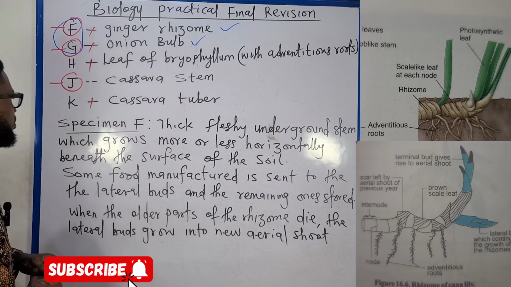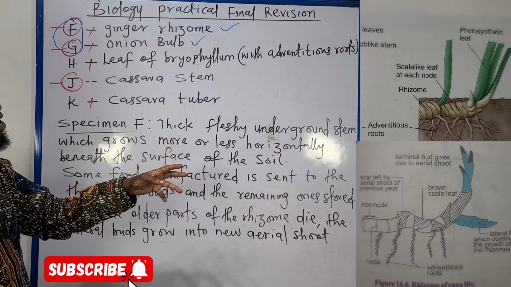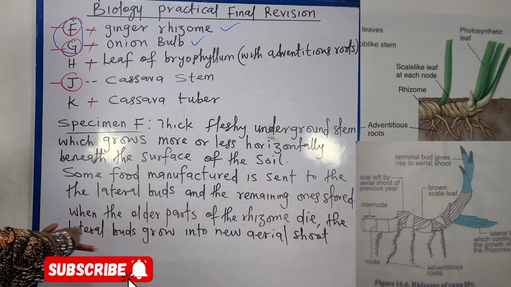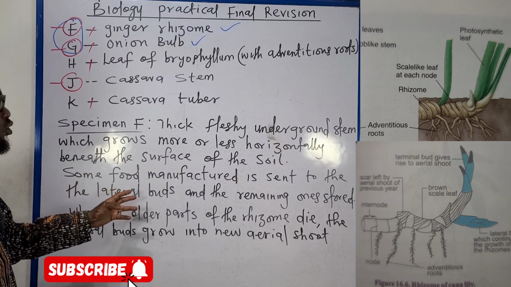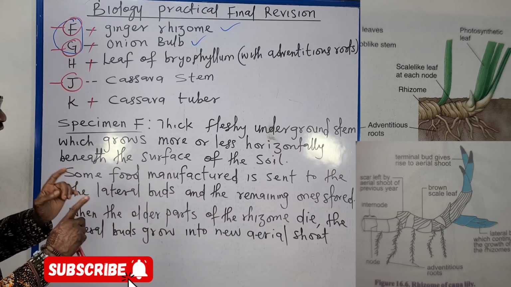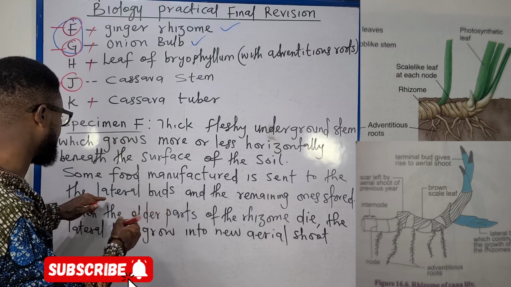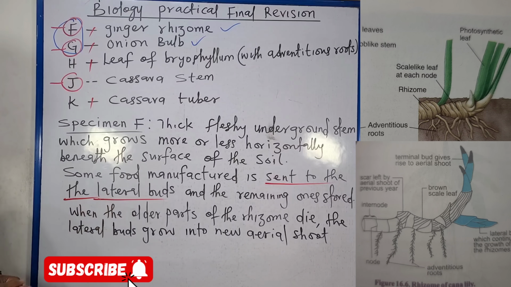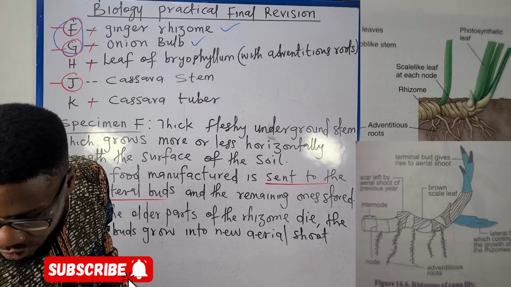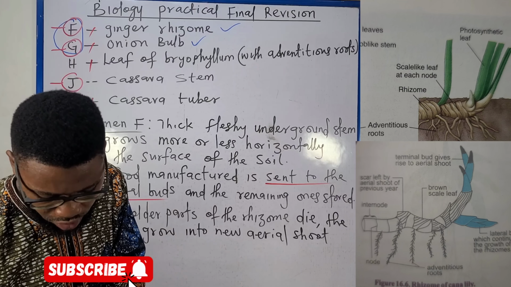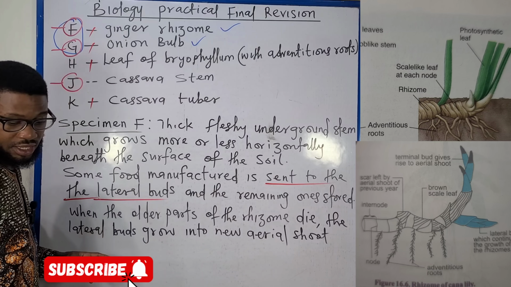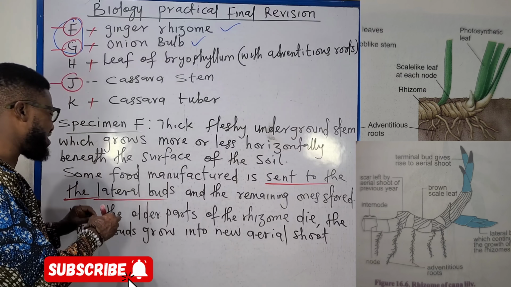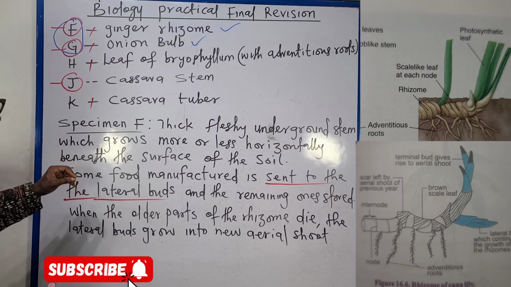Okay, you can see on the board, specimen F is a thick, fleshy underground stem which grows more or less horizontally beneath the surface of the soil. Some of the food manufactured is usually sent to the lateral bud. That's very important. You can see the lateral bud in the diagram there. It is the lateral bud that will continue the growth of the rhizome.